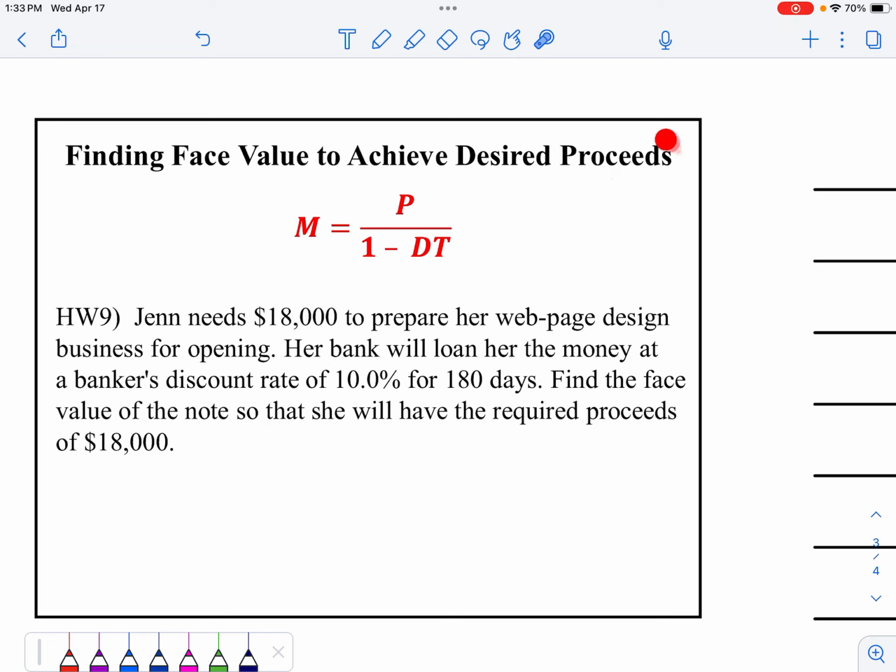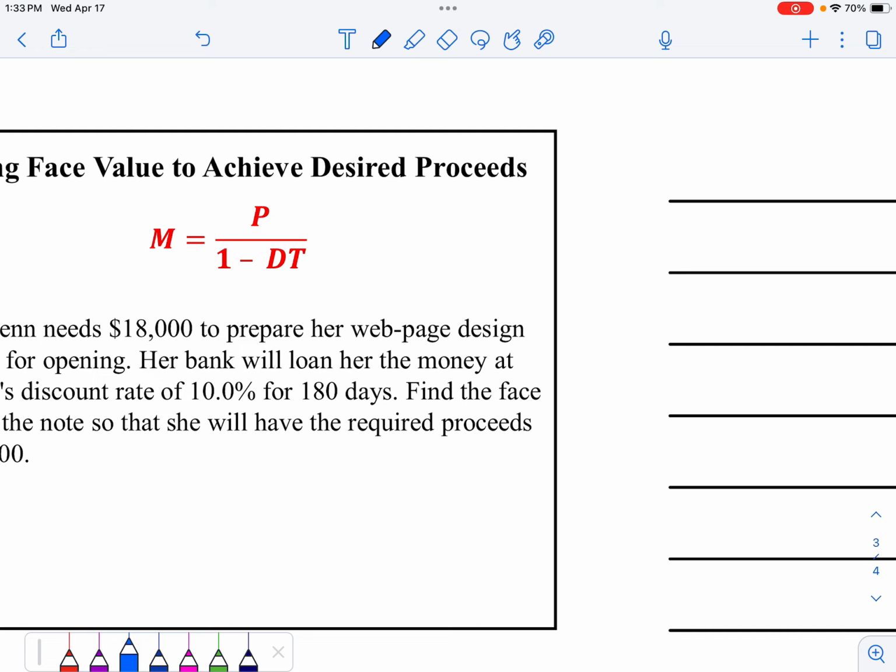Suppose you want to get a certain amount of proceeds, the actual money you will receive, and then how much you have to pay back at the end. So this is the formula. Let me quickly show you how this formula is derived. If you remember, proceeds is maturity value minus the bank discount, right? And what is the bank discount? If you remember, it's going to be MDT. So I just plug in the discount.